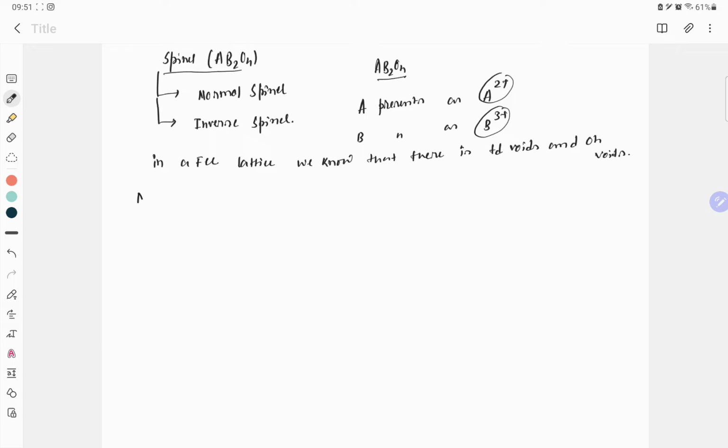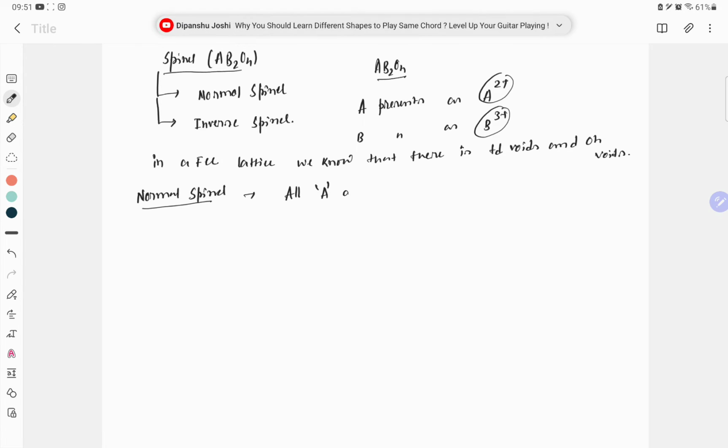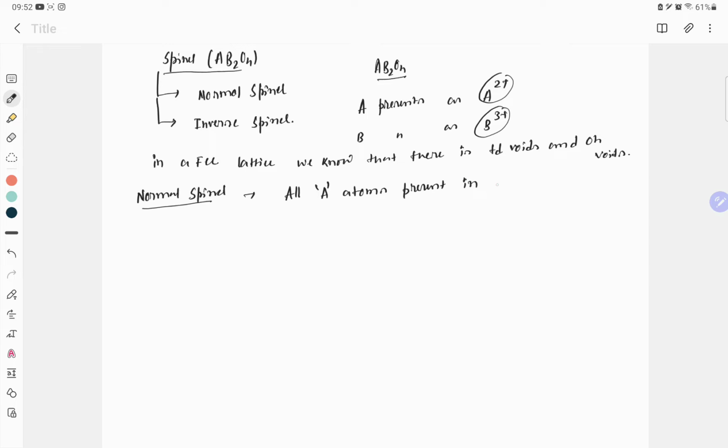So in normal spinel, all A atoms are present in tetrahedral voids and all B atoms are present in octahedral voids. That's it.